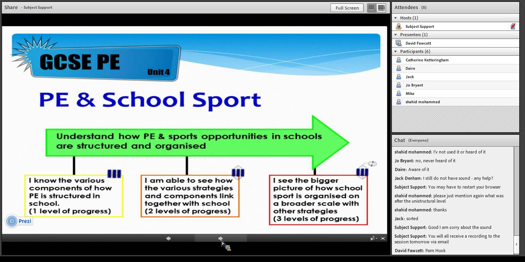Obviously they're a bit multi-structural, they know the different components. At the second level, which is the relational level, my students can start seeing how they link together within a school. Obviously they're relating things, that's our relational level. And right at the very top, I want students to start thinking about how school sport is organised, how it's linked together, and how governing bodies such as Sport England play their roles, how things like the Healthy Eating Programme play their role within school.